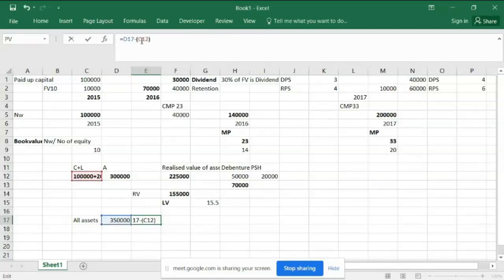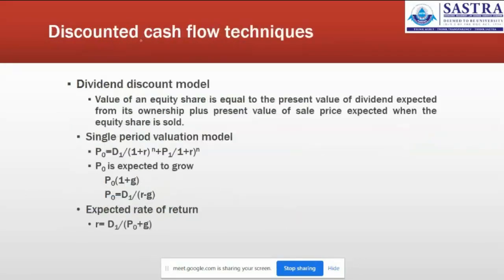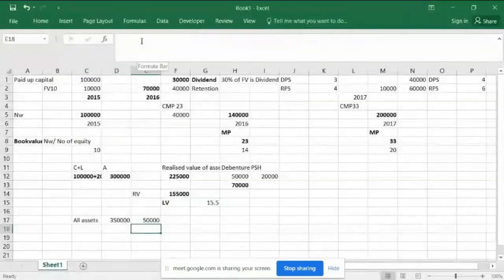We take the 50,000 rupees as the replacement cost. It means 50,000 rupees is needed for the purpose of replacing all. This is what is given in this formula: replacement cost of all assets minus liabilities. The market price of replacement cost is calculated. So these are the three important balance sheet valuations.